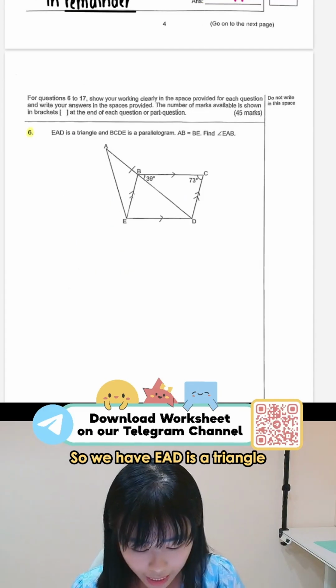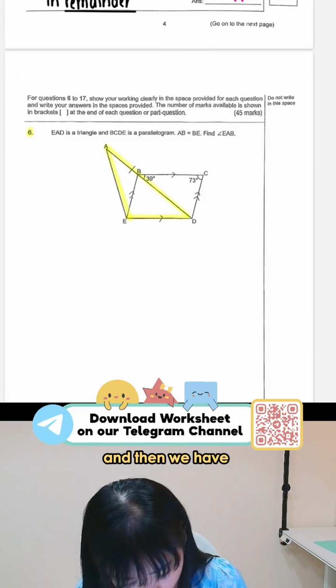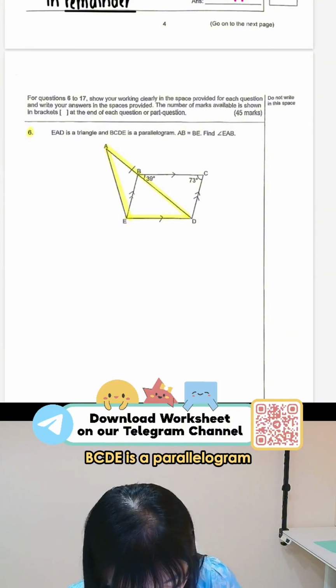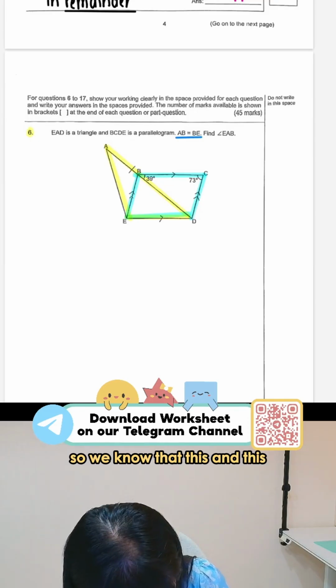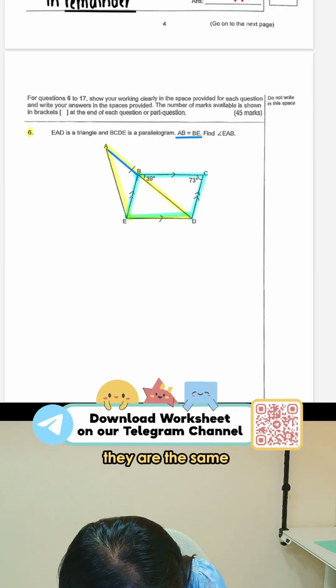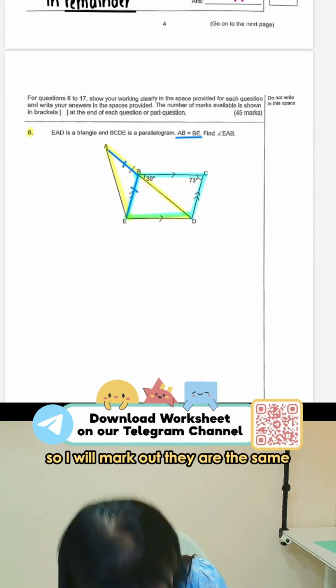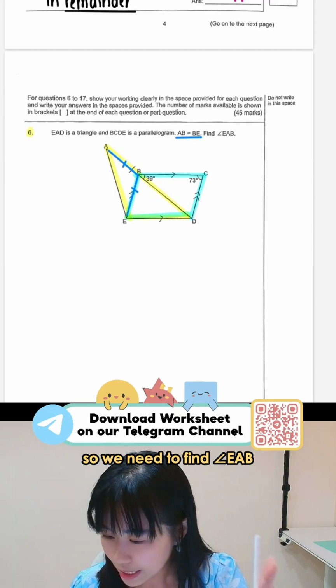So we have EAD is a triangle. And then we have BCDE is a parallelogram. So given that we also know AB equals BE, we know that this and this, they are the same. Okay, so I will mark out they're the same. So we need to find angle EAB.